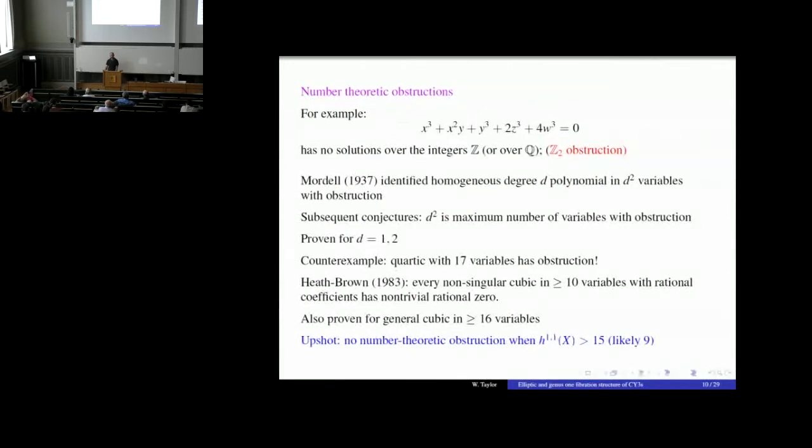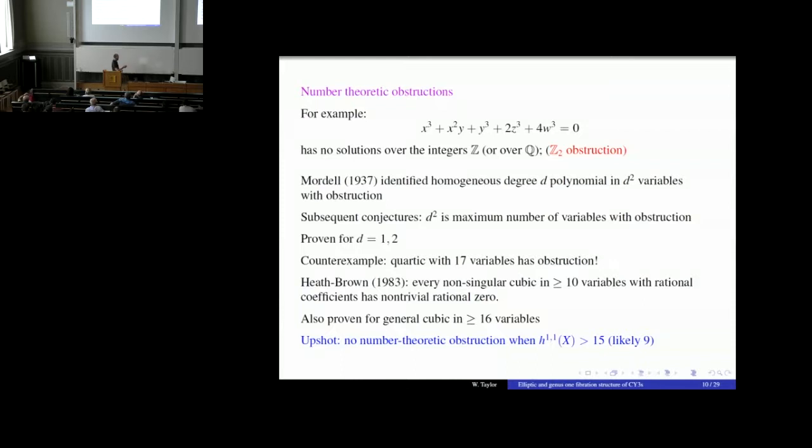So in 1937, Mordell identified in this spirit a set of homogeneous degree d polynomials in d squared variables where there is such a number theoretic obstruction to a solution. It was conjectured that that's the maximum number of variables with an obstruction. It was proven for d equals 1 and 2. There's a counterexample for quartics. There's a quartic with 17 variables where there's a number theoretic obstruction.